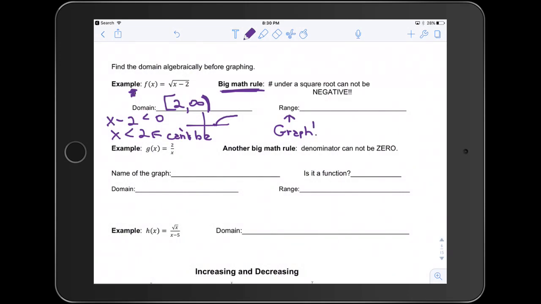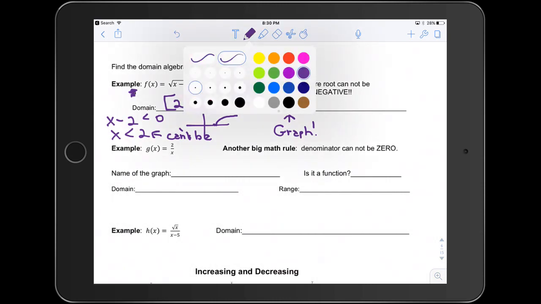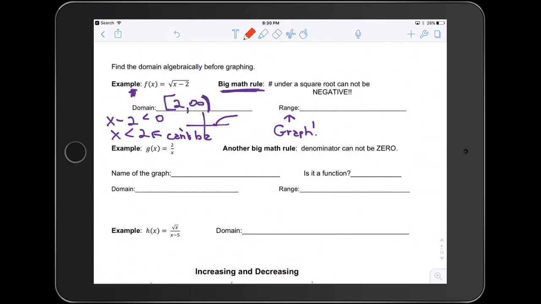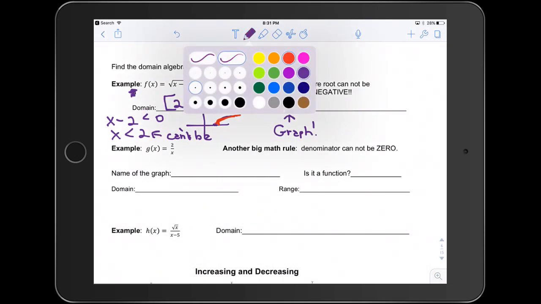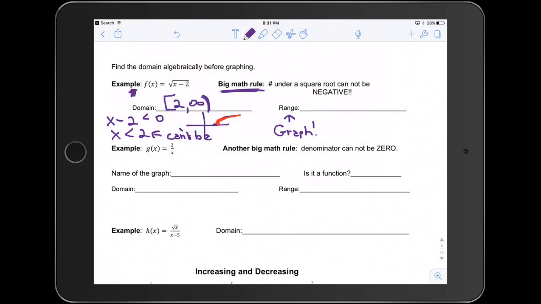So looking at just the sketch I made over here, I'm going to change the color so that you can really see my sketch right there, okay? If you look at that, you can see that the y value makes sense for y greater than or equal to 0. And so in function notation, obviously we want to start at 0 and go to infinity.